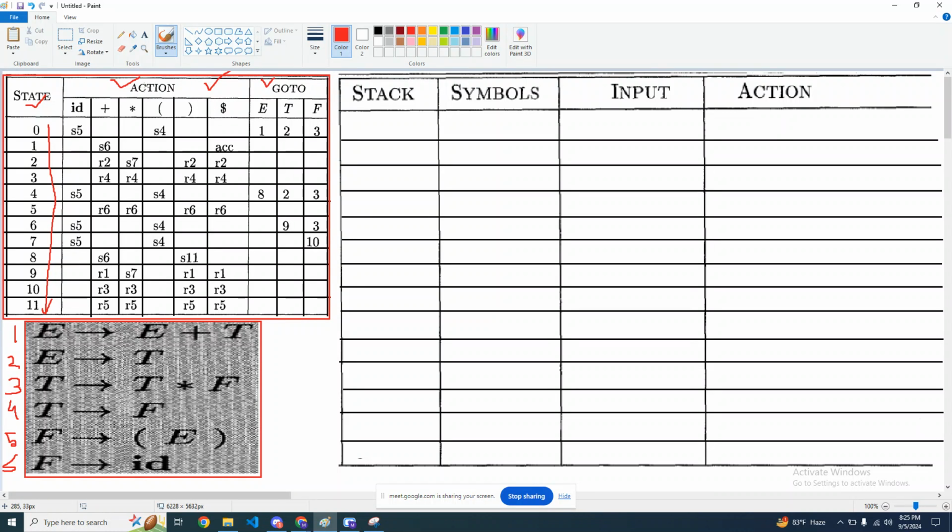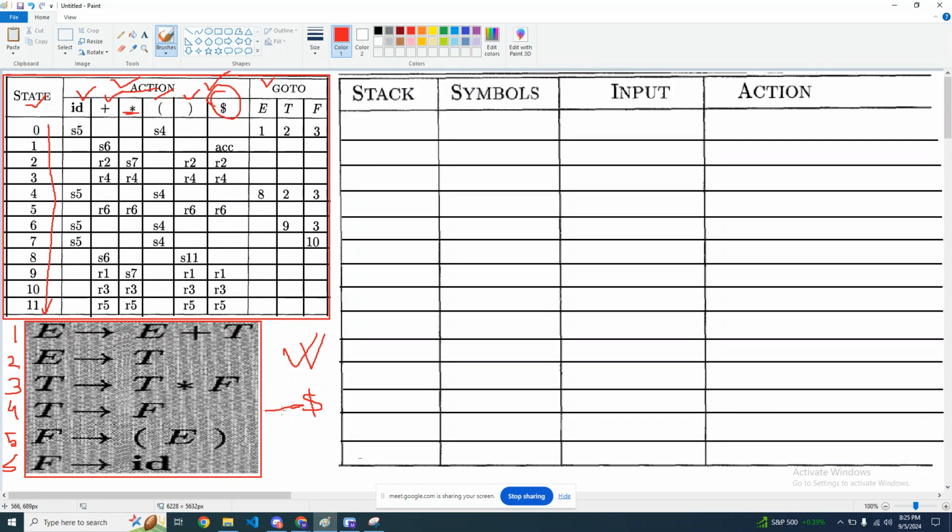If you can see, the action column is only for the terminals. Here id is a terminal, plus is a terminal, multiplication is a terminal, then opening bracket is a terminal, closing bracket is a terminal. If you look at this grammar, you can see what those terminals are. These terminals will be in the action column. In addition to this, one more column will be added into the action column, which is the dollar sign. Dollar signs are basically used to understand the end of a string.